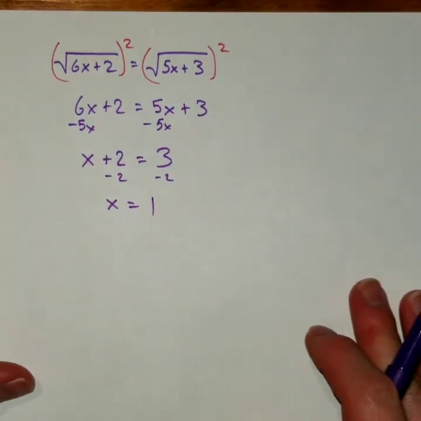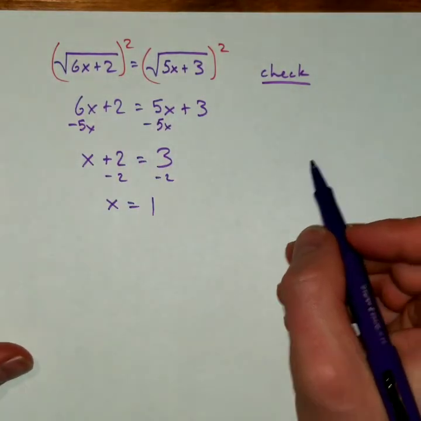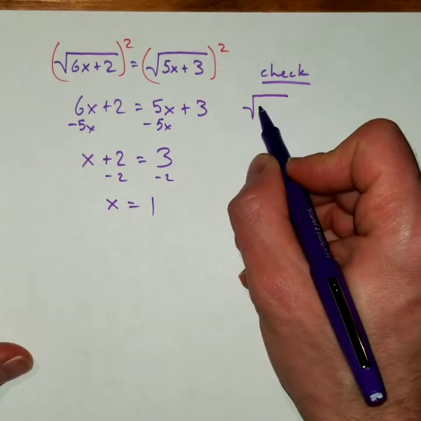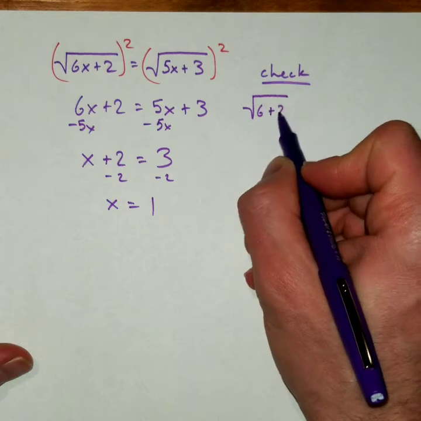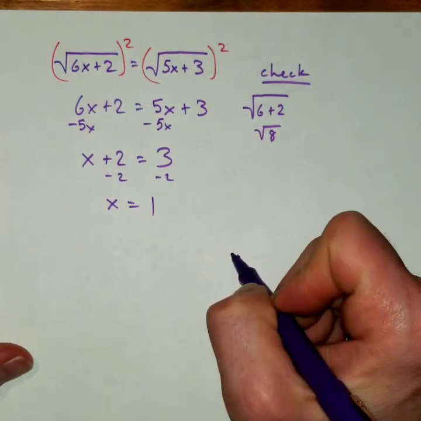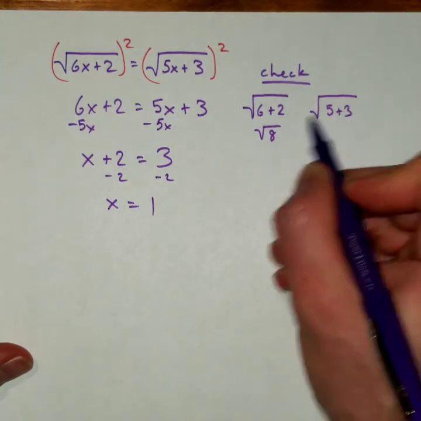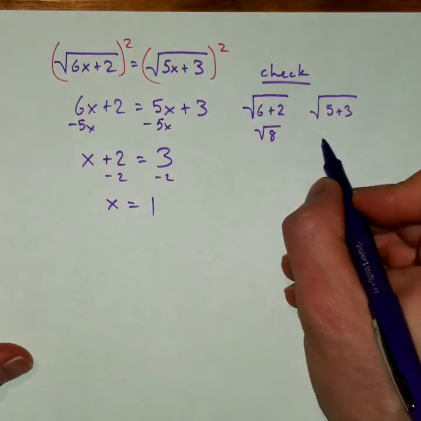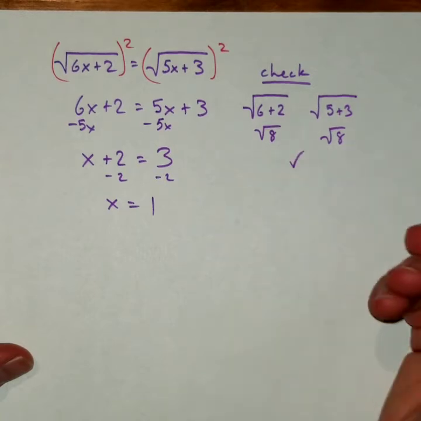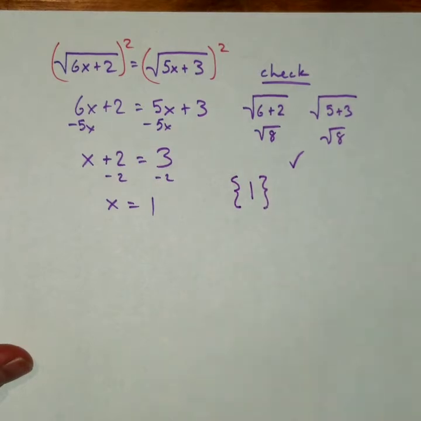Now again, we want to check this. Always need to check on squaring. So we try the 1 in there, you get the square root on the left of 6 times 1 plus 2. That's the square root of 8. On the right side, you end up with the square root of 5 times 1 plus 3, which is also square root of 8. Square root of 8 and square root of 8 are the same, so that does check out. So our final answer should be the 1 in a solution set.